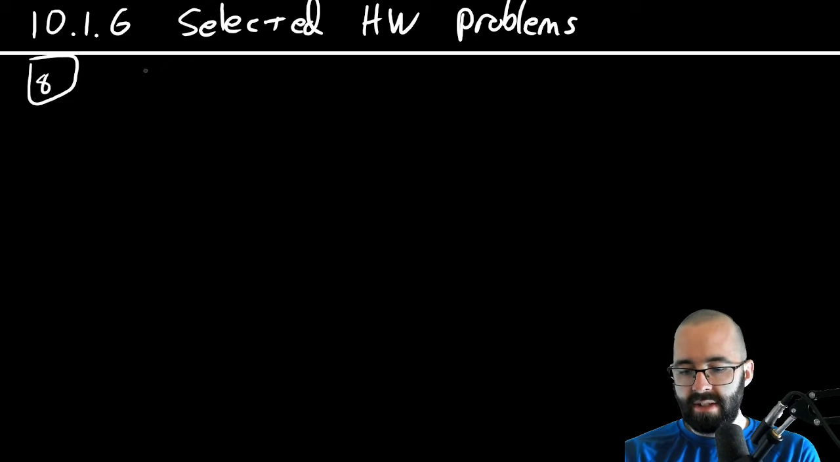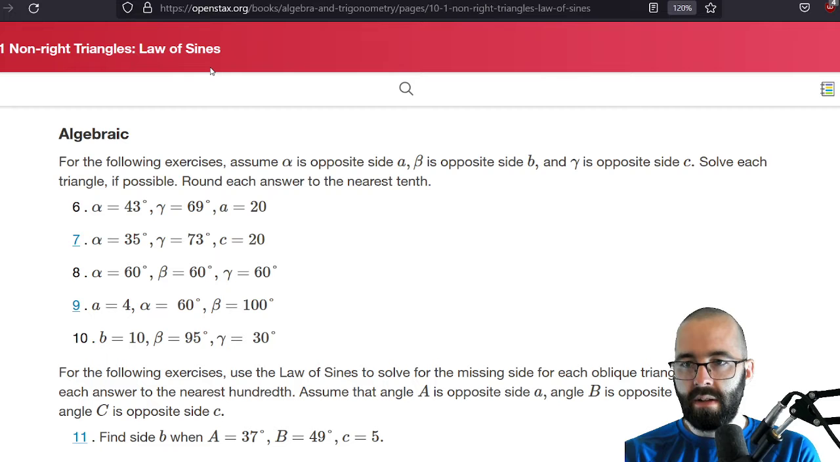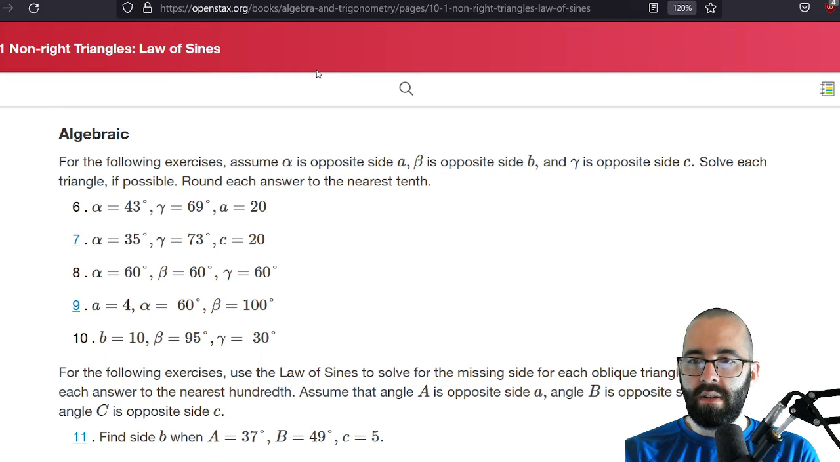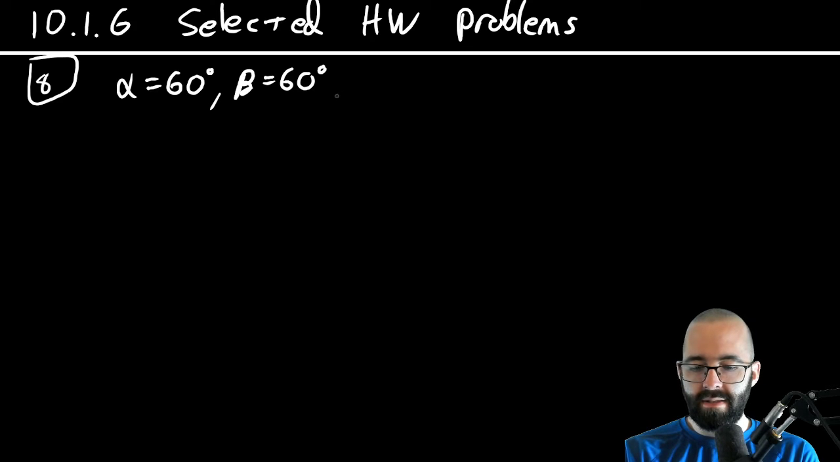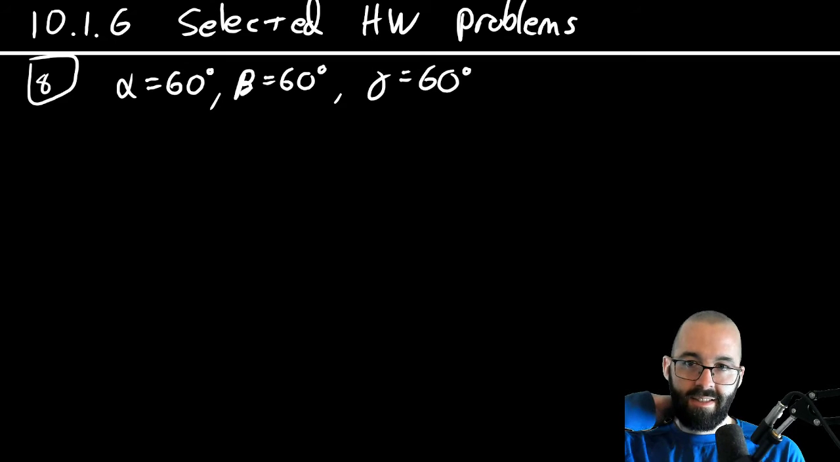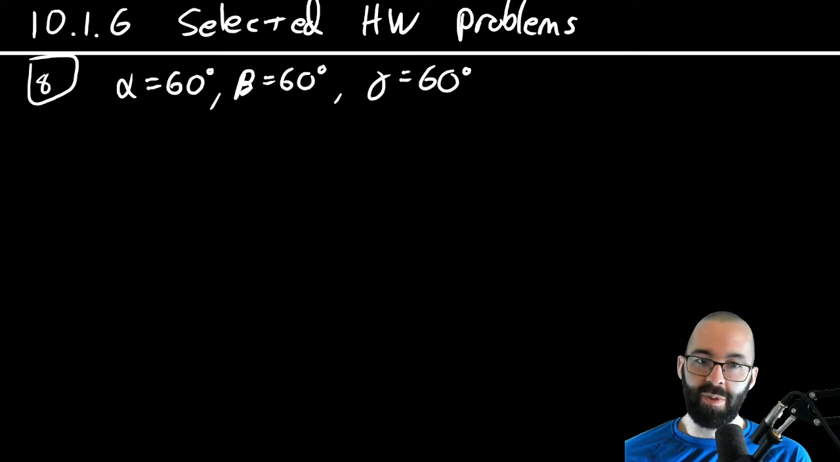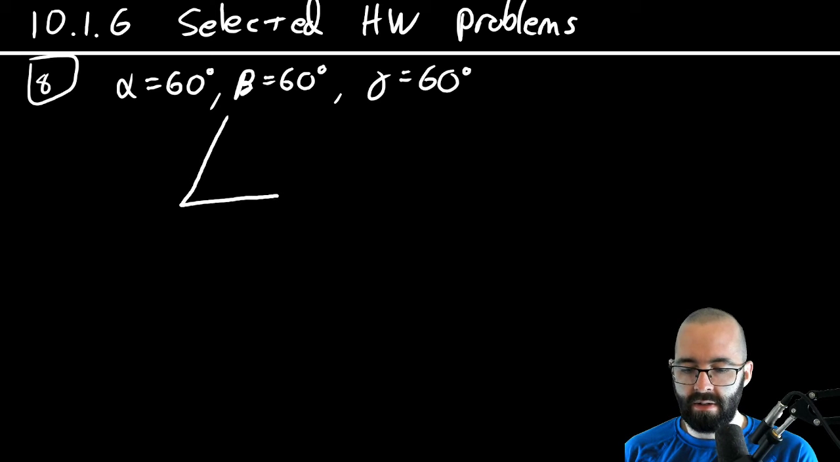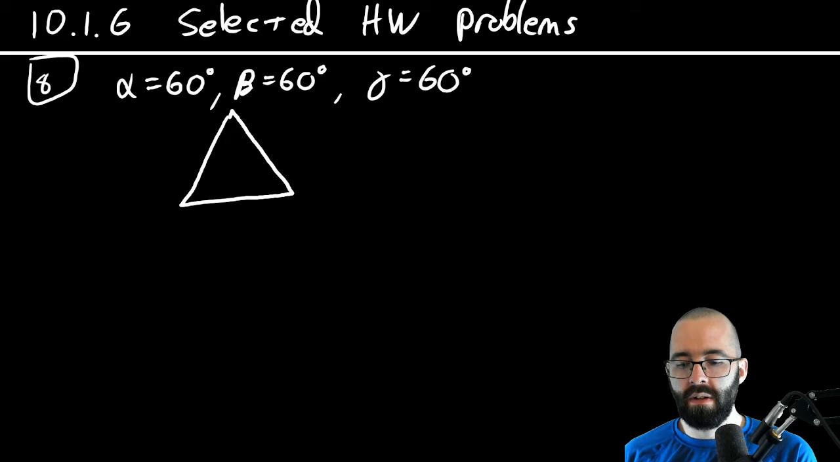that alpha is 60 degrees, beta is 60 degrees, and gamma is 60 degrees. Well, I can already tell you this is not possible. We can't use the law of sines on this. This is an equilateral triangle, right? Everything's 60 degrees, same angle everywhere.